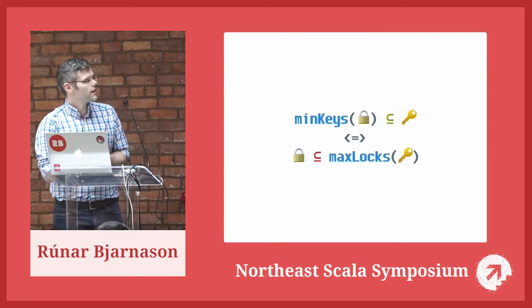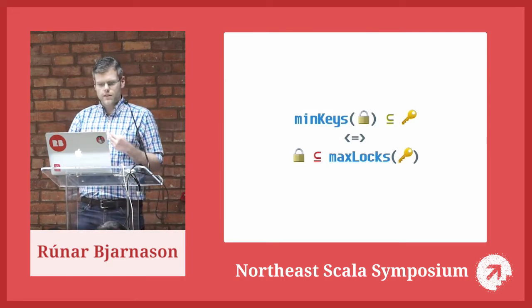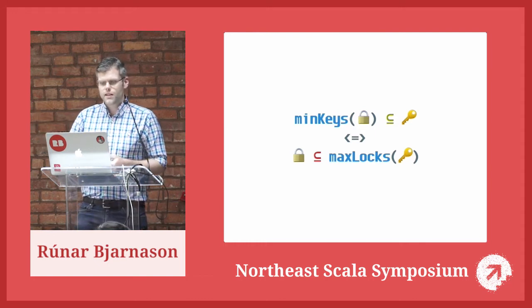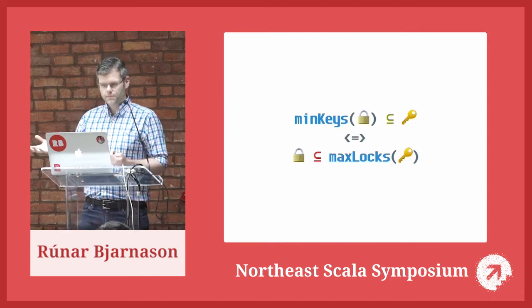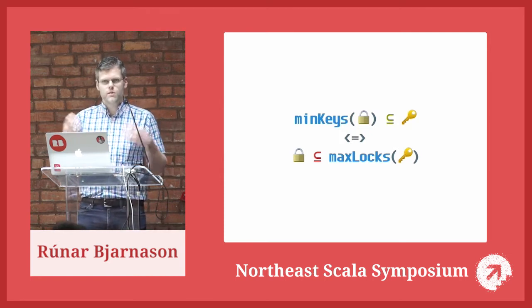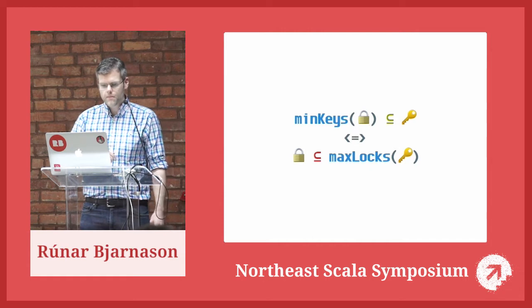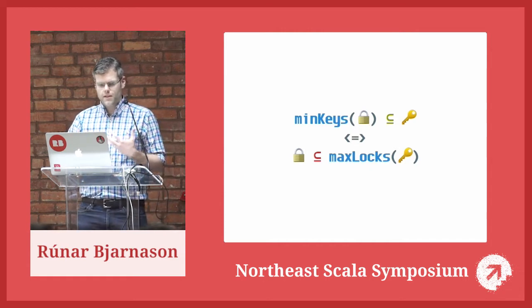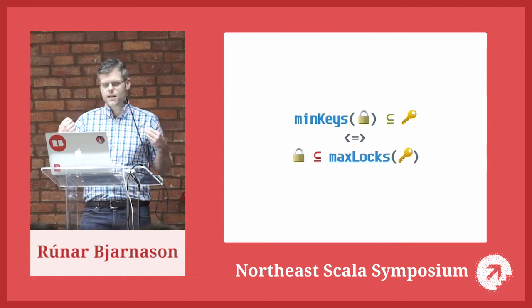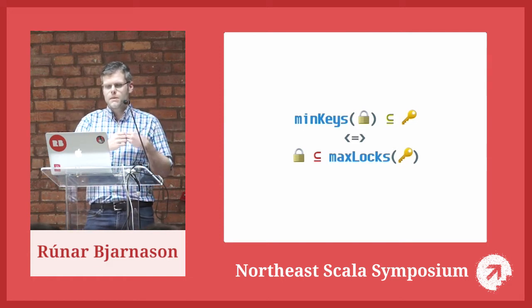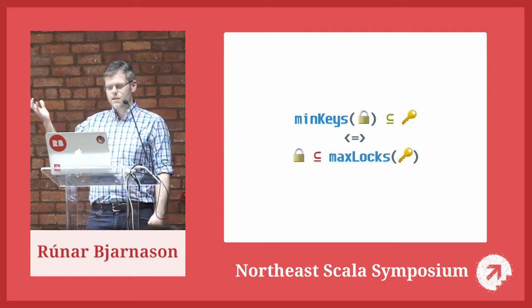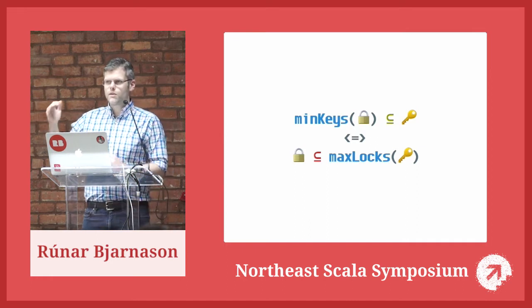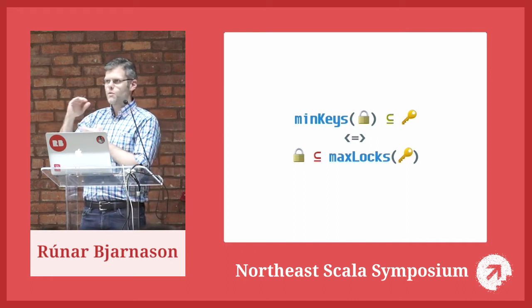Here's another example. So here the key symbol is some set of keys. Just think of that abstractly. And then the lock symbol is some set of locks. And then for any given set of locks and set of keys, we have this relationship that is supposed to hold. That is, what I'm saying here is that whatever min keys and max locks are, min keys is going to give me something that is less than that set of keys, and max locks is going to give me something that is greater than a set of locks. And this is a precisely when relationship.